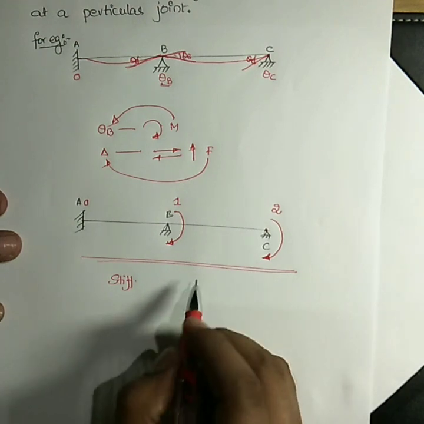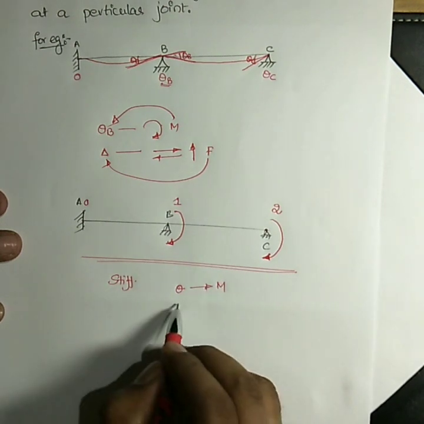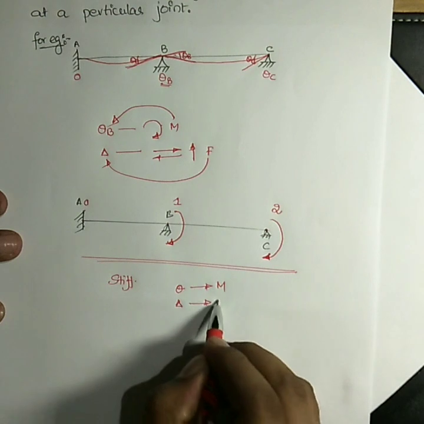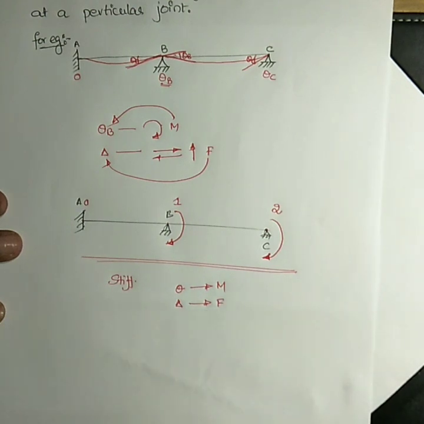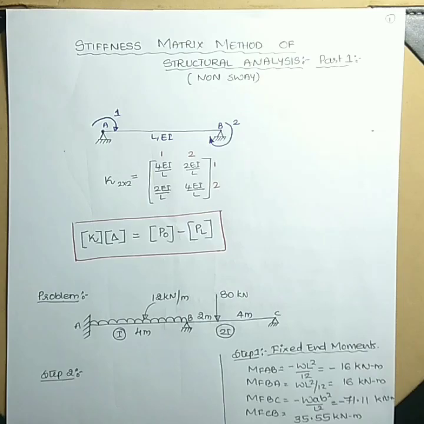Hence, one thing you have to keep in mind: theta is always accompanied by moment direction, and delta is always accompanied by force directions. Next, we go with a problem so that it is easy to understand how to solve using the stiffness matrix method. This is the easiest way to solve the problem using the stiffness matrix method.